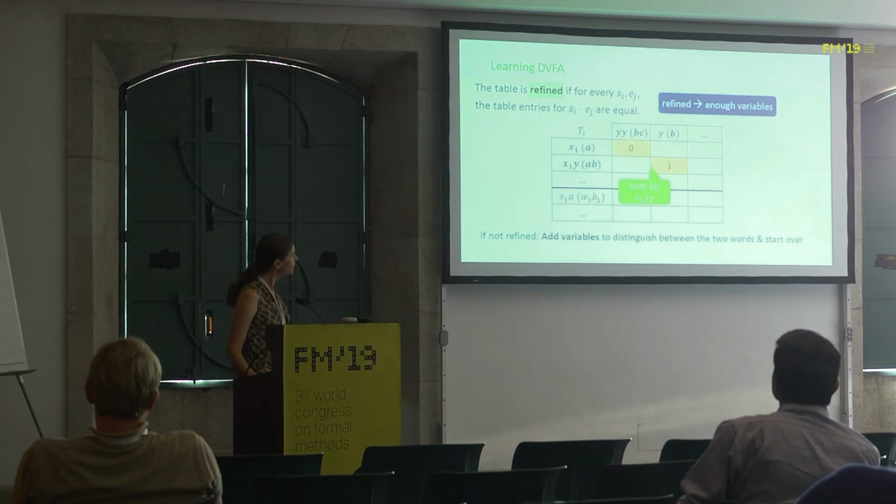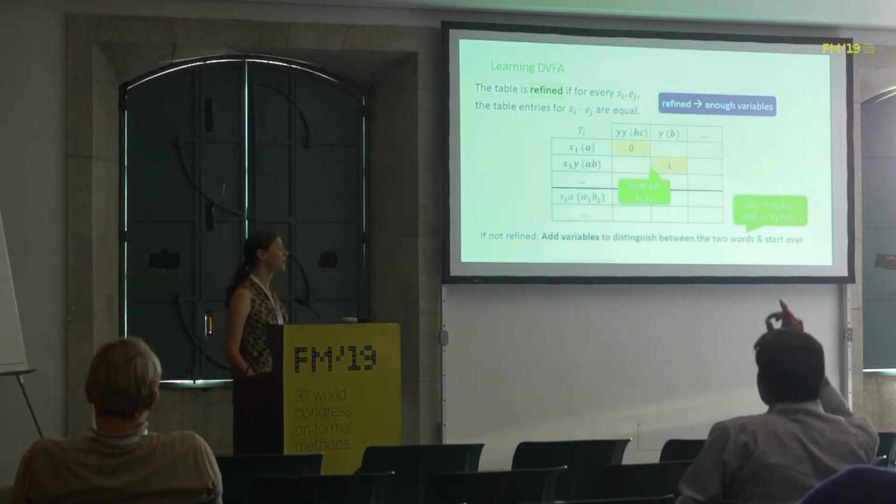So in this case, we only use one bound variable, and if the result is not the same, it means we have to use more variables. So we add a single variable in this case, to distinguish between the two concrete words, ABC and ABB, that the algorithm maintained. All right, and then we have to start over.